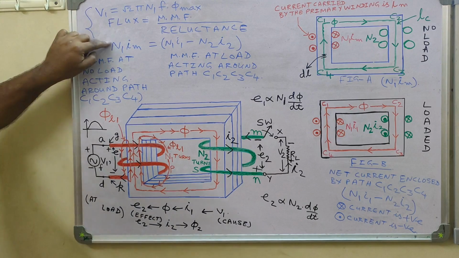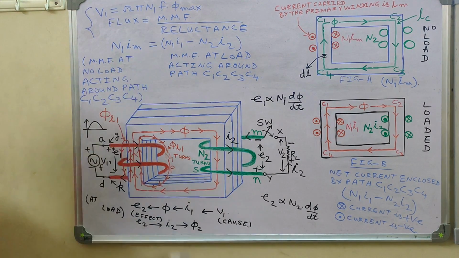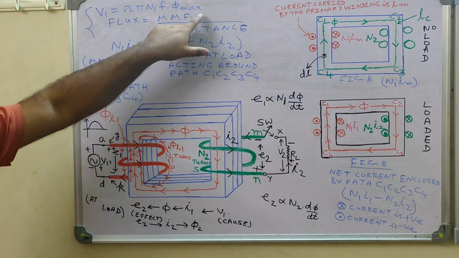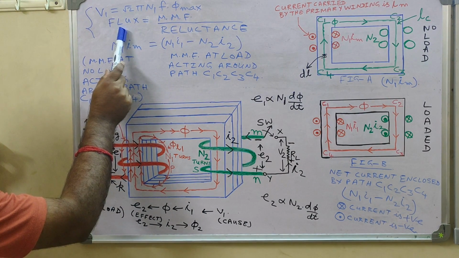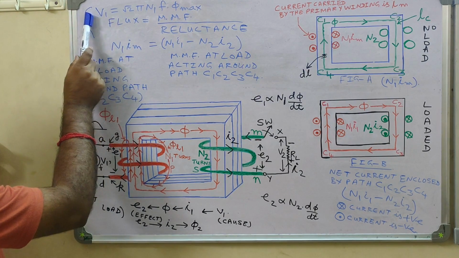So now, why have we been able to equate this? What is the logic behind equating these two MMFs? We have not equated this all of a sudden. We have equated from this particular equation, which says that flux is fixed both at load as well as at no load, as per this equation.